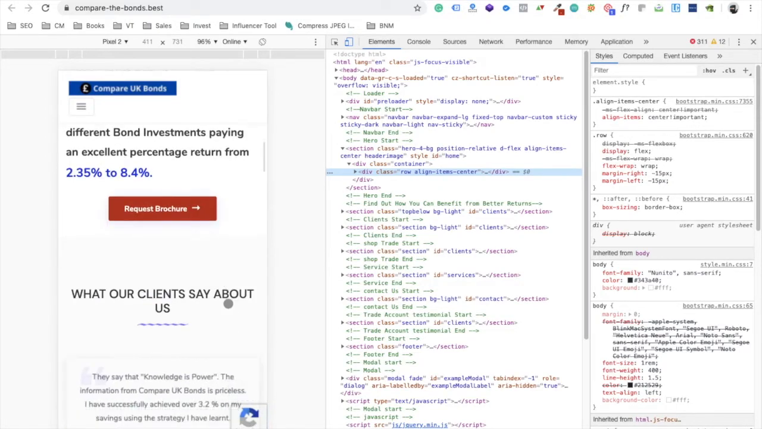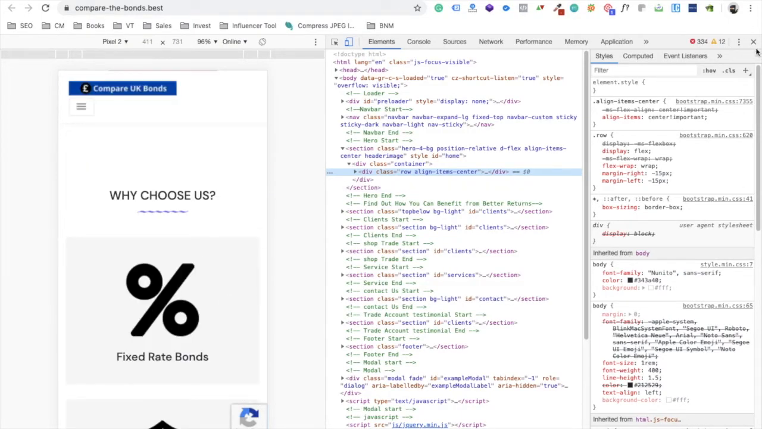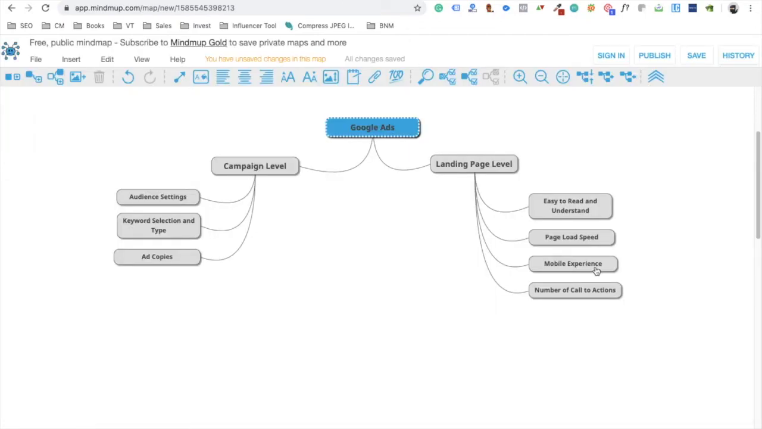So one of the reasons why my first campaign failed is because the landing page experience was not that good. Even though the content, page load speed, mobile experience and number of call to actions were all there, it was not visually appealing. The mobile experience was good, there was not a lot of confusion or anything, but because it was not appealing, the person was not motivated to actually read the entire content. And because of that, I didn't get any leads out of it.